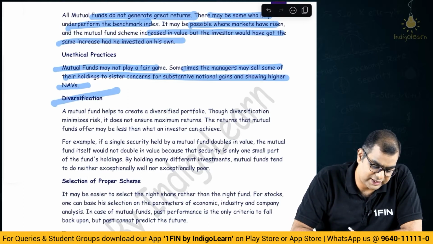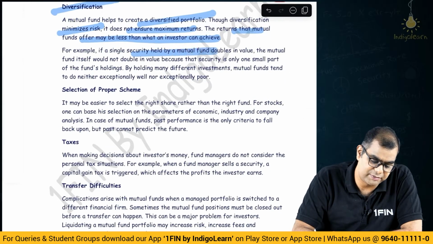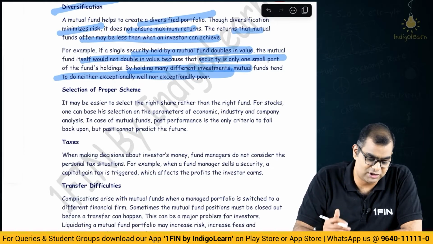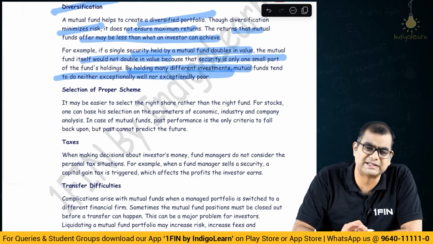Diversification. A mutual fund helps to create a diversified portfolio. However, though diversification minimizes risk, it does not maximize return. The returns that a mutual fund offers may be less than what an investor can achieve. For example, if a single security held by a mutual fund doubles in value, the mutual fund itself would not double in value because that security is only a small part. By holding different investments, a mutual fund tends to do neither exceptionally well nor exceptionally poorly. Because of this diversification, you don't do either very well or very badly. So, you don't take decisions of doubling down the investment and so on. So, you do reasonably okay.